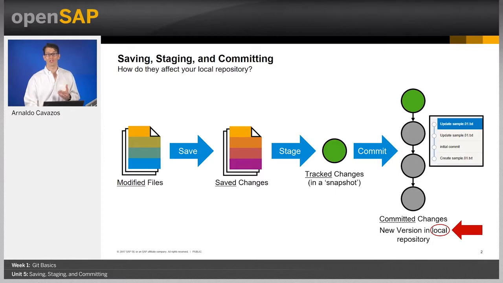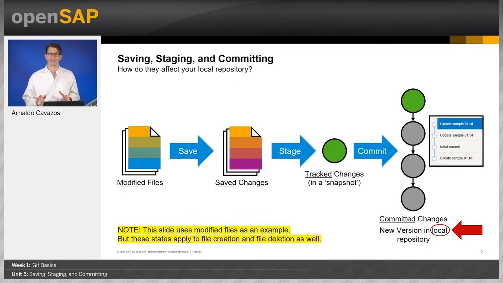So all the changes make up a new commit in the local repository, and note that I said local repository. Remember that in a distributed version control system like Git, each developer will have his or her own repository. So you can make 100 commits, and the only repository that will be affected by you making those commits is your own local repository.